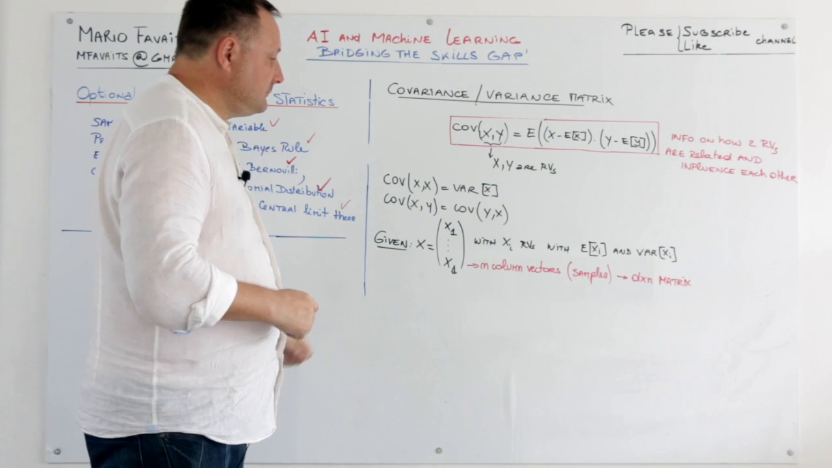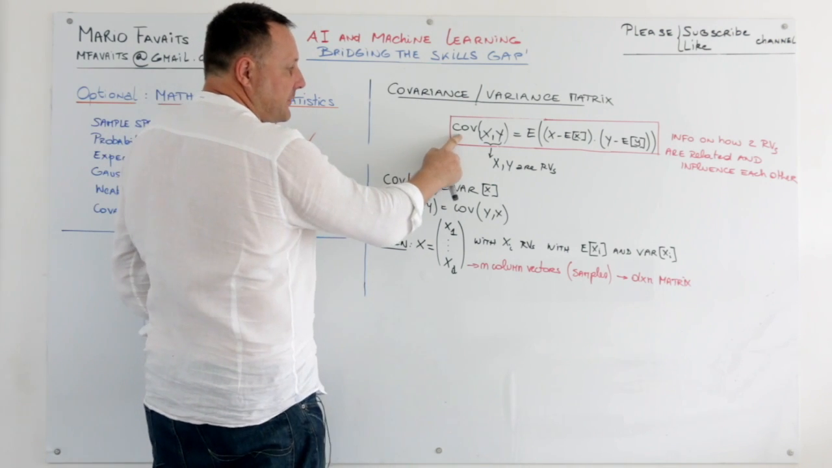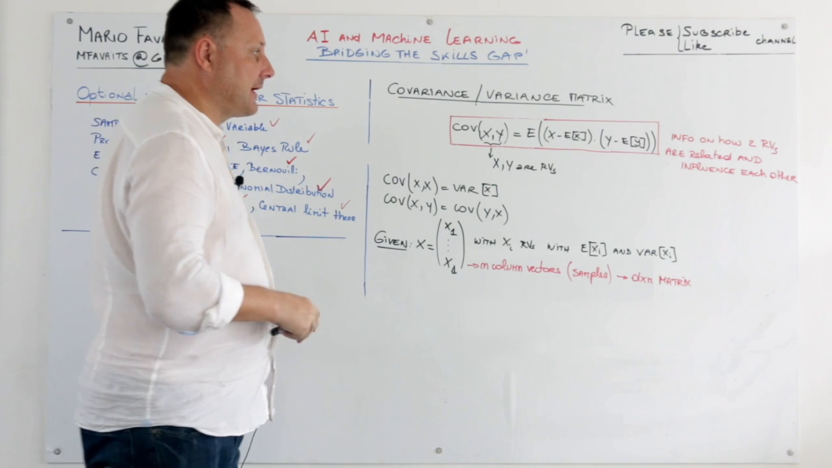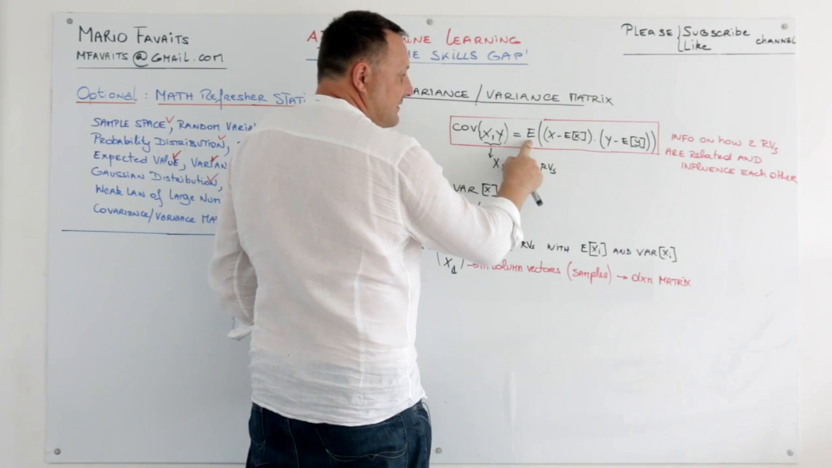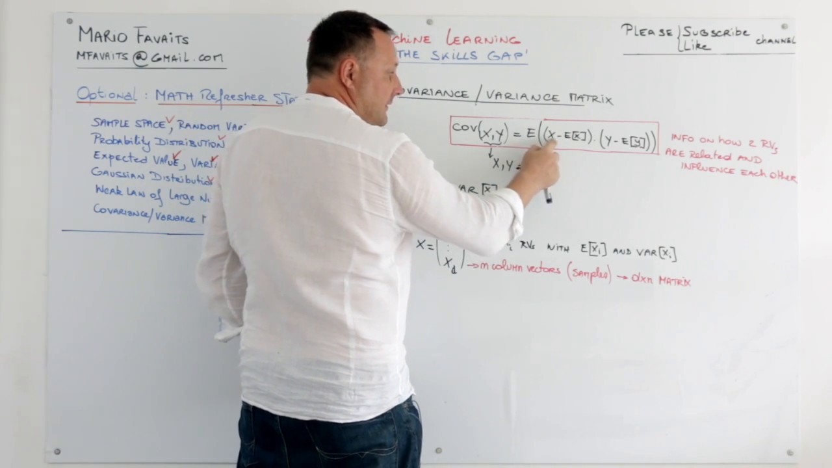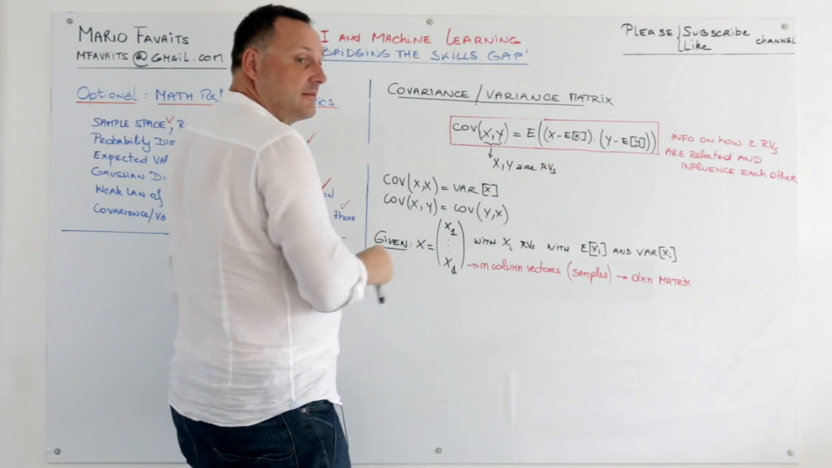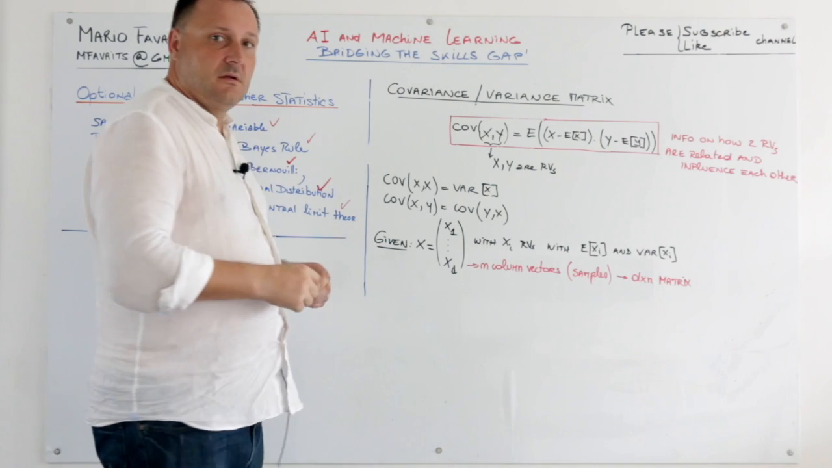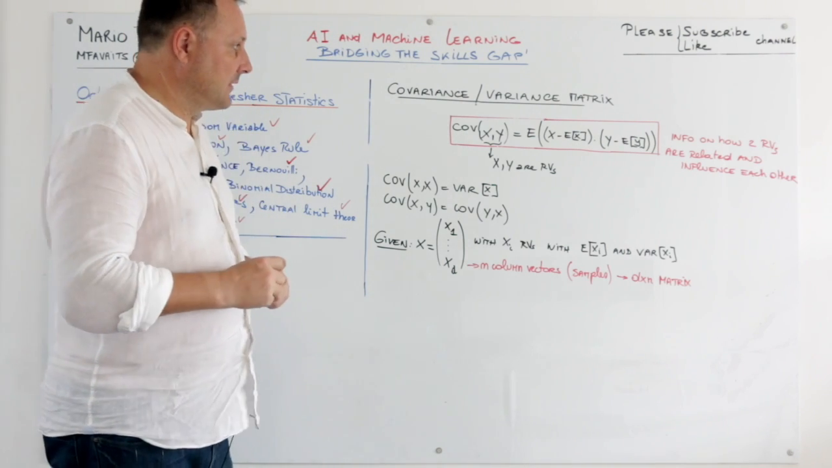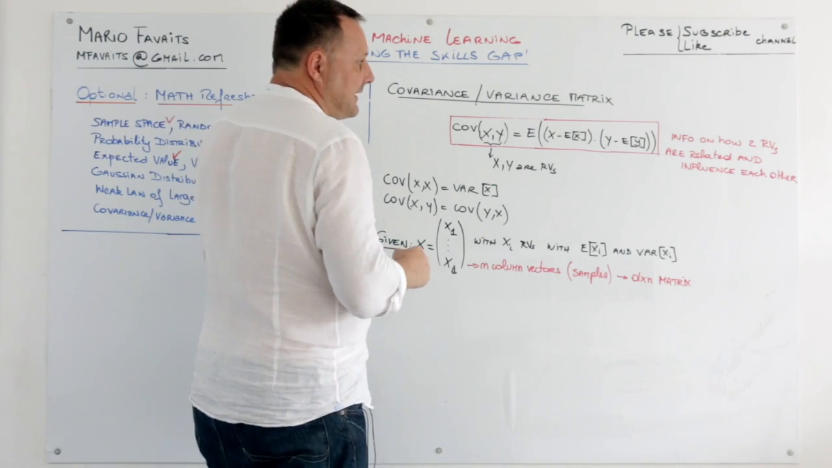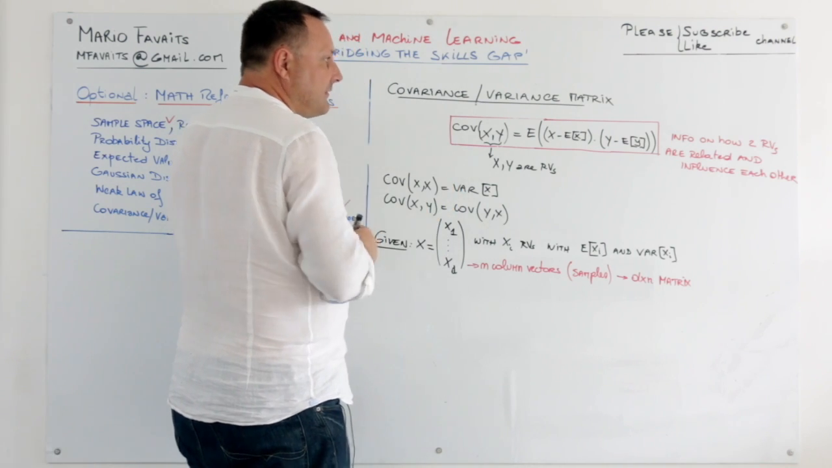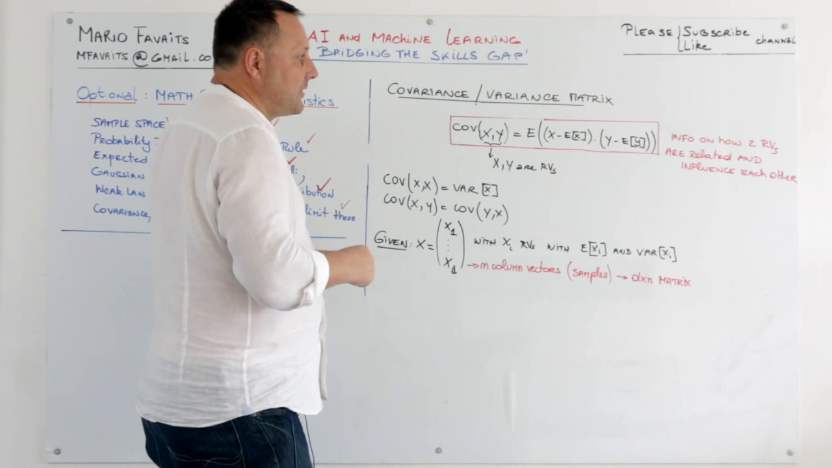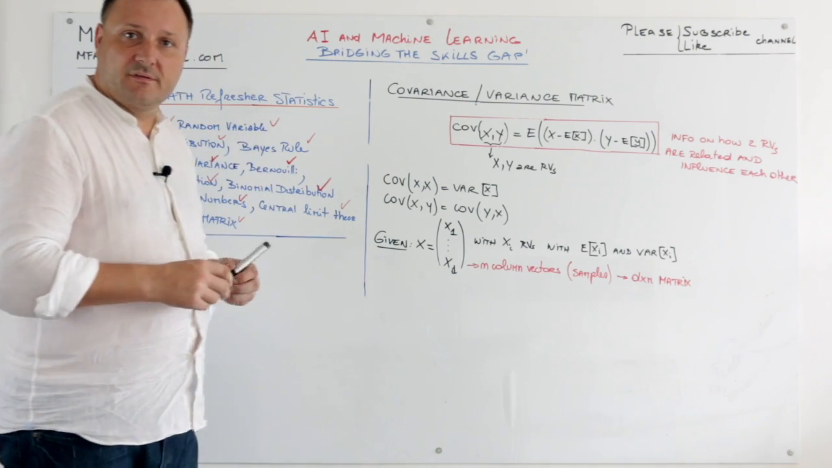Alright, the covariance between two random variables x and y is the expected value of the spread of x to its mean times the spread of y to its mean. So basically the covariance gives you information how two random variables are related and influence each other.